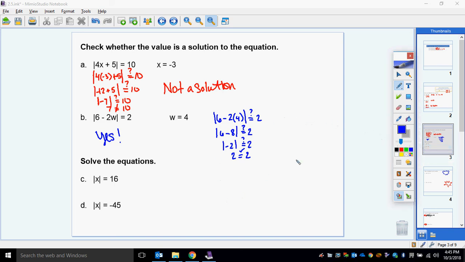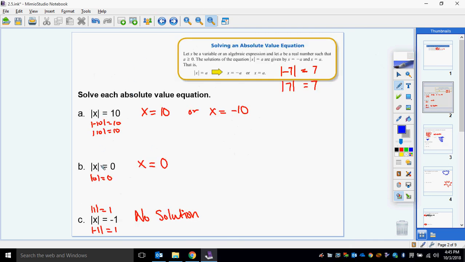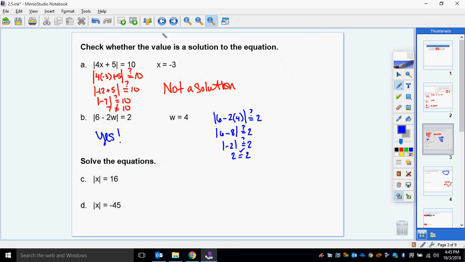Okay, hopefully you found out that it was a solution. When you plugged in 4, you took 4 times 2 and got 8. 6 minus 8 is -2, but the absolute value of -2 is just 2. So 2 equals 2 on the other side. This would be a solution. All right, solve the equations for me, C and D. Remember on the previous slide, I did a few for you. See what you come up with for what x equals here, and if x equals anything on part D.